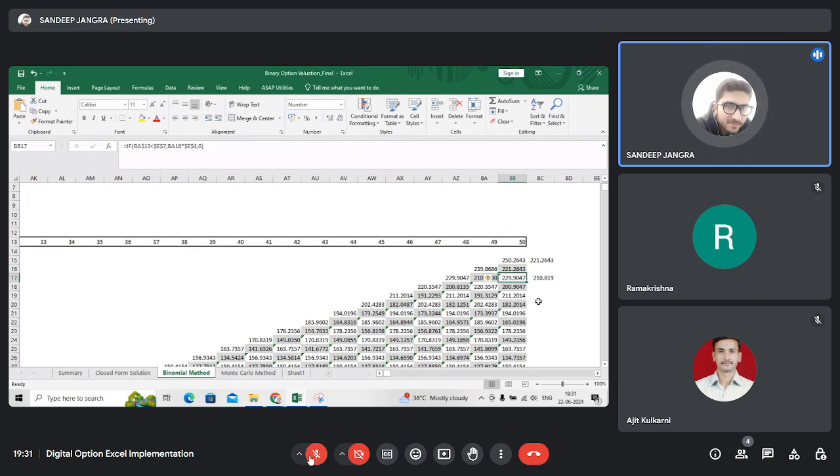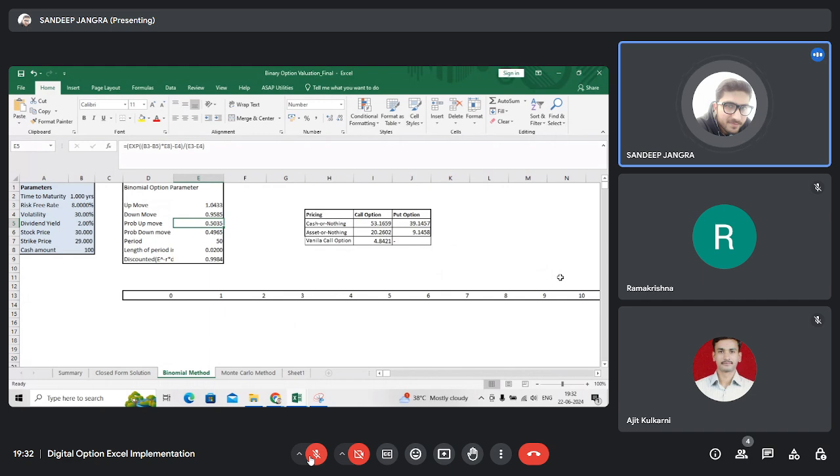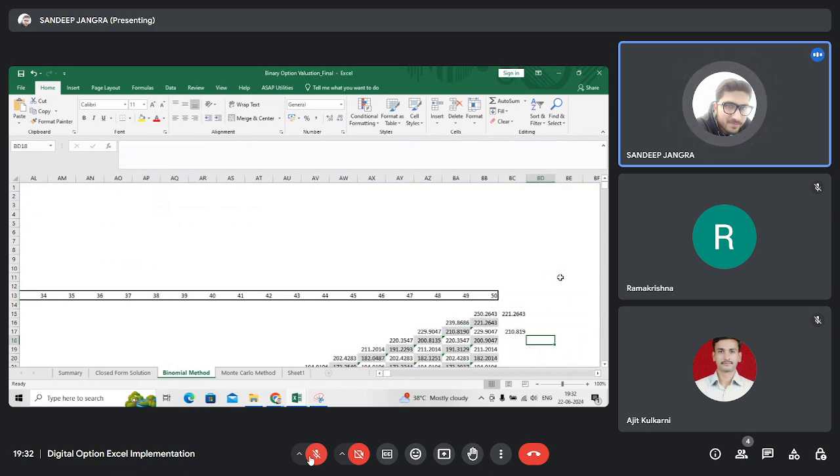So how are we doing the back calculation? It is a simple process. Here this price will be multiplied by e5. E5 is the probability of the up move factor, and this is the probability of the down move factor, and this e9 is the discount factor. So we multiply this price with the probability of the up move factor, and this price with the down move factor.